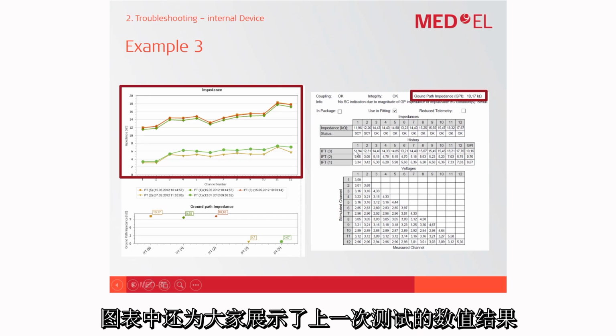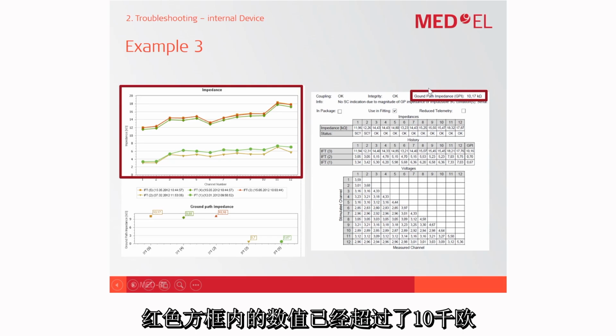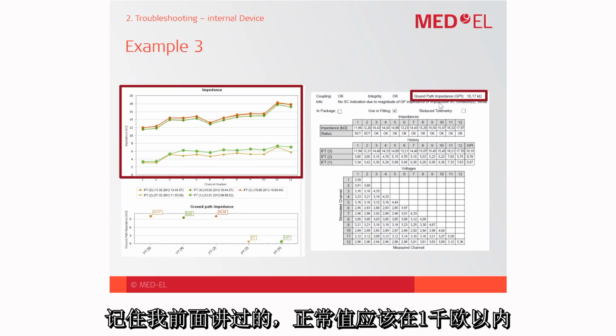You can also see here the latest measurement in detail on the right screen. So you see here also previous recordings in this table with numerical values, and up here in this red box highlighted you see that the current impedance is around 10 kilo ohm, which is way too high. So please keep in mind, as mentioned in the previous slide, it's supposed to be around 1 kilo ohm.